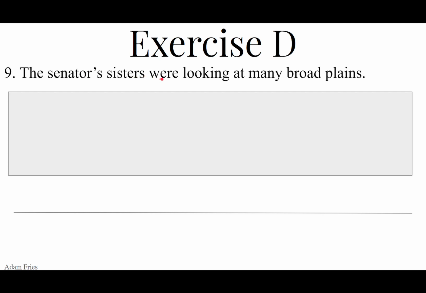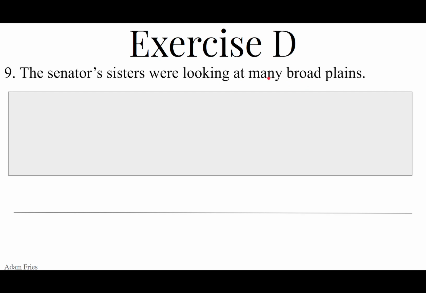Senatoris sorores. They were looking, and make sure you include the "at" in the verb. They were looking at. Once again, this is a transitive verb, takes an accusative direct object. So don't put ad. There's no preposition here. The at is part of the verb. So they were looking at many broad plains, with the many broad plains being the accusative direct object. So this is specto, spectare, spectavi, spectatus. They were looking at. Who were? They, the sisters were, so they are third person plural. So they're imperfect tense, active voice, and indicative mood. So spectabant. Senatoris sorores spectabant, nice alliteration, at the many broad plains.